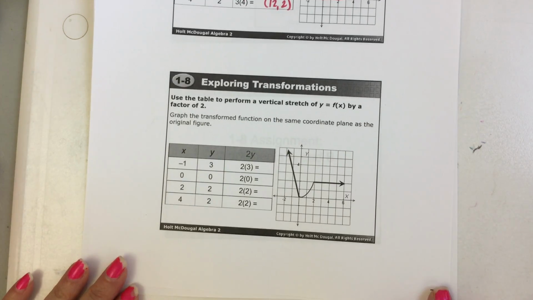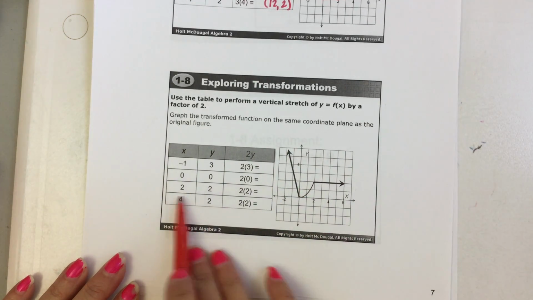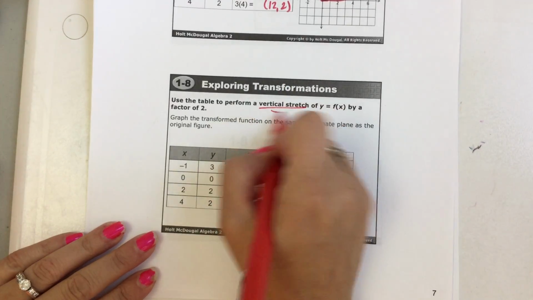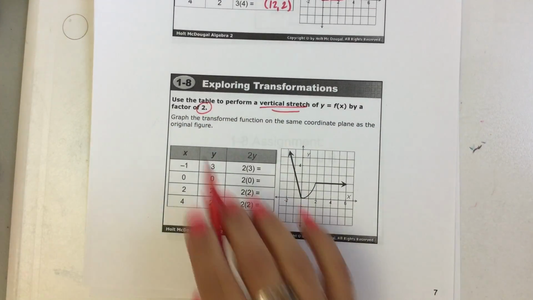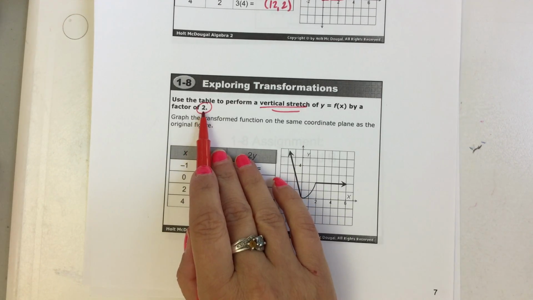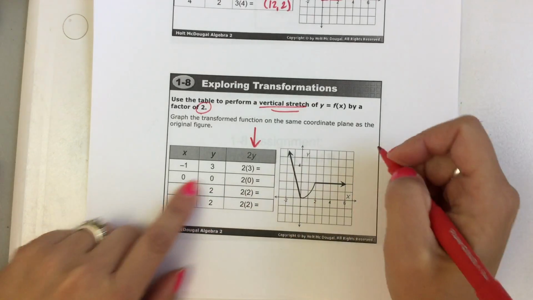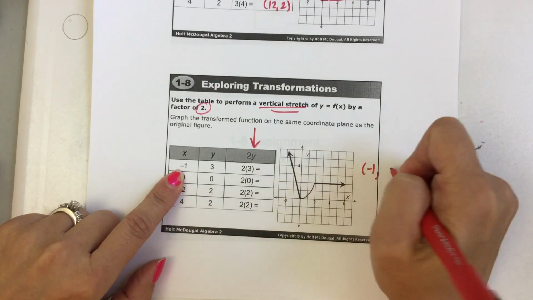Okay, let's look at another one. Again, I use the same shape so you can understand where I got those ordered pairs. Let's take this and do a vertical stretch by a factor of 2. It's a stretch because 2 is bigger than 1. Vertical means I have to multiply that 2 by the y values. So x stays the same.